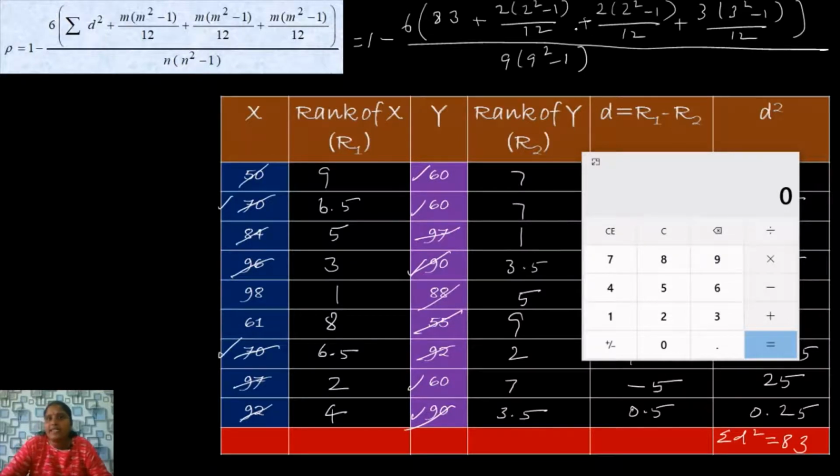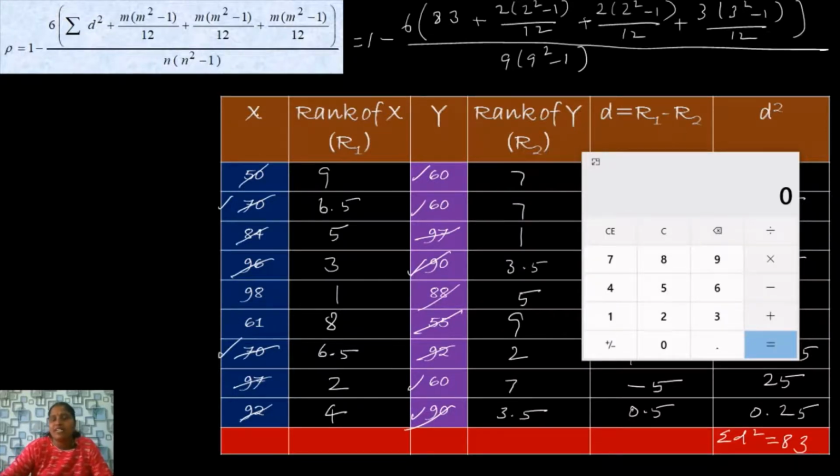In case of repeated ranks, the number of correction factors to be added is decided based on the given problem itself. We have to decide how many correction factors are added with sigma d square. So in our problem, we have to add totally 3 correction factors. Here the value 70 is repeated, so we add 1 correction factor, taking m is equal to 2. And in y series the value 90 is repeated, so by taking m is equal to 2 we add the correction factor. And the value 60 is repeated 3 times, so we add 1 more correction factor by taking m is equal to 3. So here totally we add 3 correction factors to sigma d square.